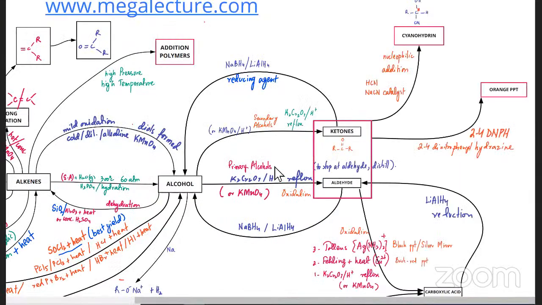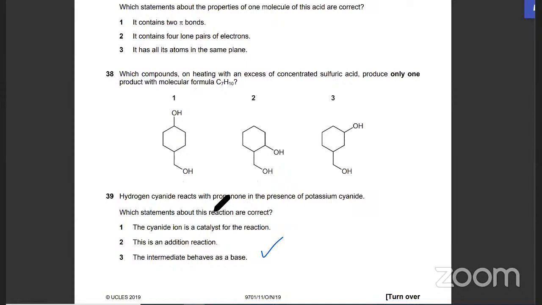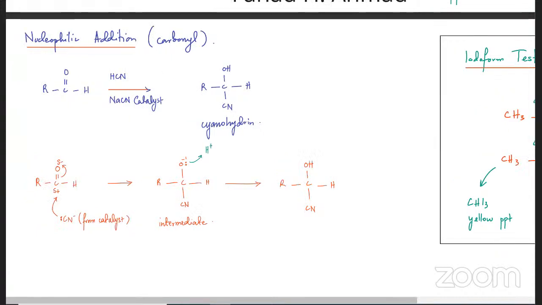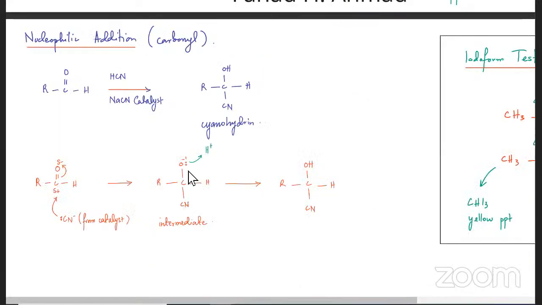Let me open this. So this is nucleophilic addition. You've got an aldehyde or ketone, and CN-1 is the nucleophile. It's an addition reaction, so obviously it's nucleophilic addition. That is one of the statements correct. Cyanide acts as a catalyst. That is also correct. The CN-1 initially comes from the catalyst. The last one is the intermediate behaves as a base. It is behaving as a base because it is accepting an H+1. So that is also true.